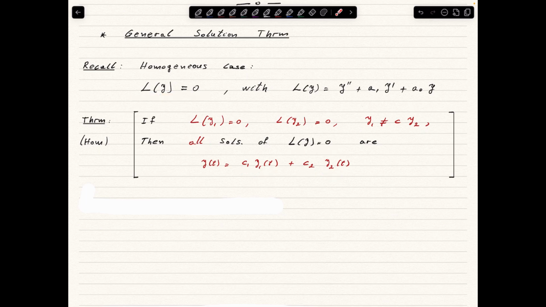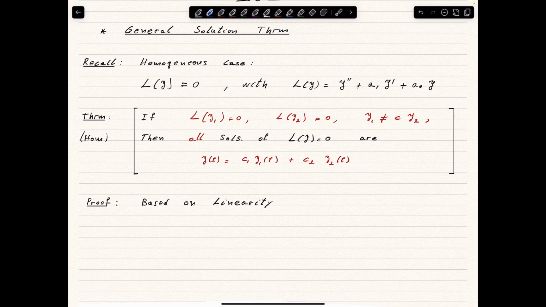In other words, to find all the solutions of the differential equation that is linear and homogeneous, you need to find only two solutions that are not proportional to each other. And then you found all the solutions. So instead of finding all, you find two. The proof of this statement is based on linearity.